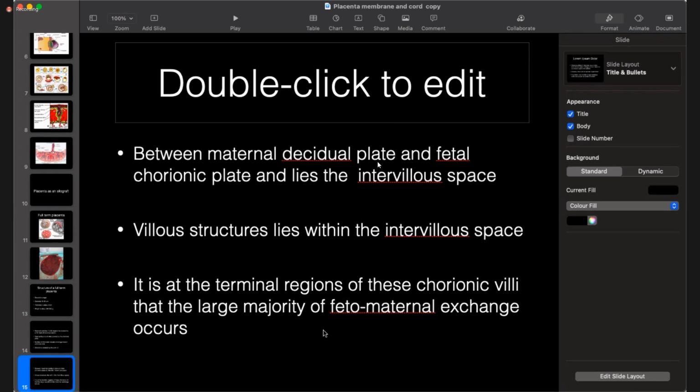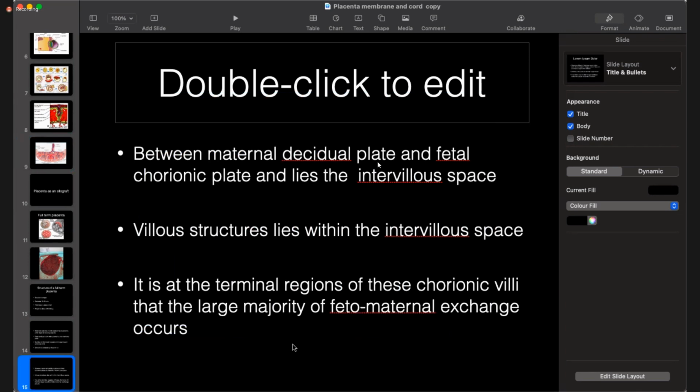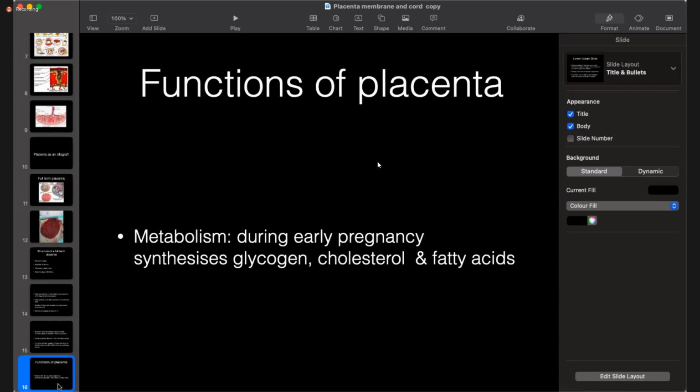I told you before, the terminal villi, at this point, this is the place where most of the feto-maternal exchange occurs. So this is a structure which is primarily functioning as an organ of feto-maternal transport or exchange. Oxygen diffuses to the baby, and then carbon dioxide and all the other substances come back to the maternal blood side through the placenta.